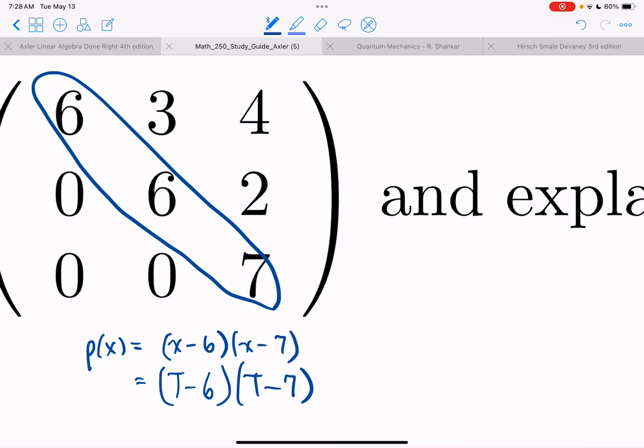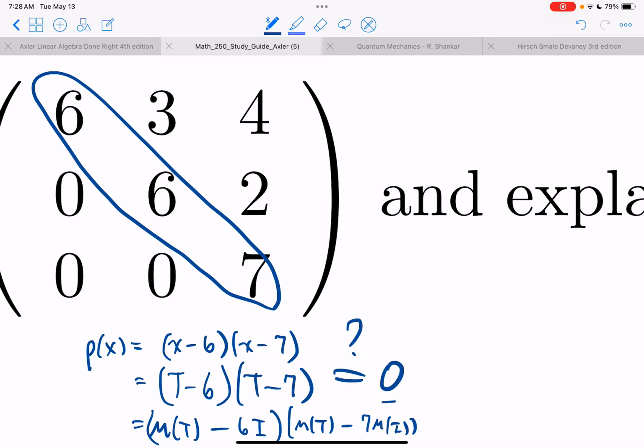Really we're going to do m of (t minus 6) times m of (t minus 7), in other words, the matrices of each with the identity, and we're just going to check: is this 0? Is it 0? I don't think it will be. So that's going to mean that we're going to need a square here. So let's see if it's 0.